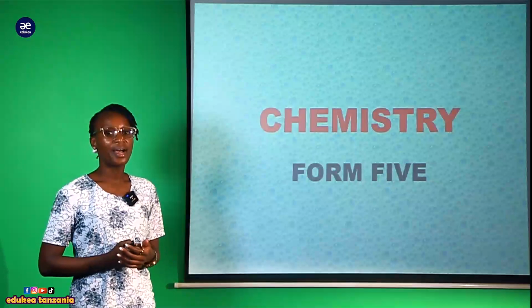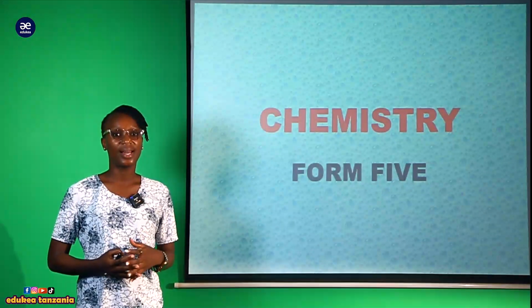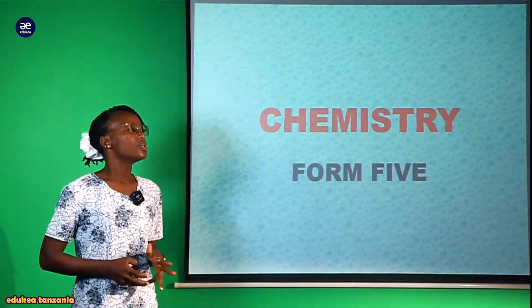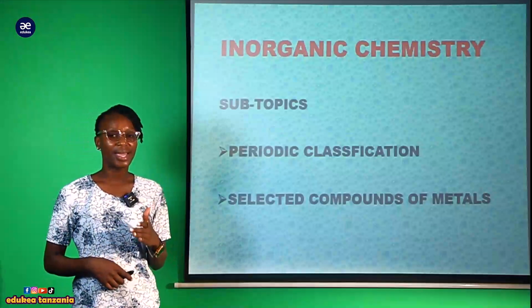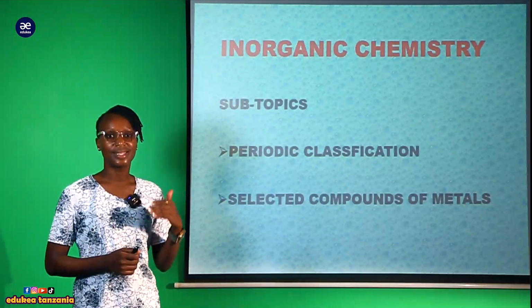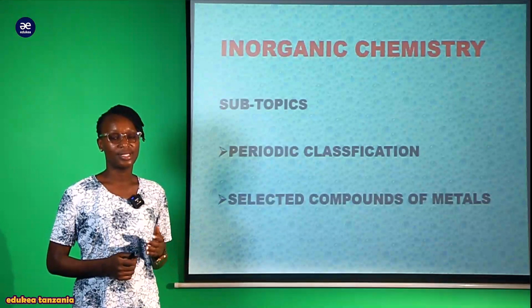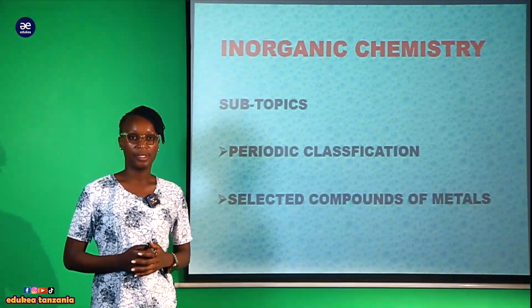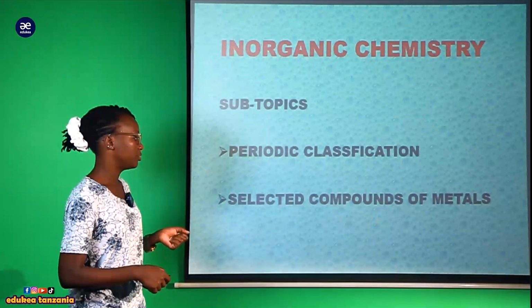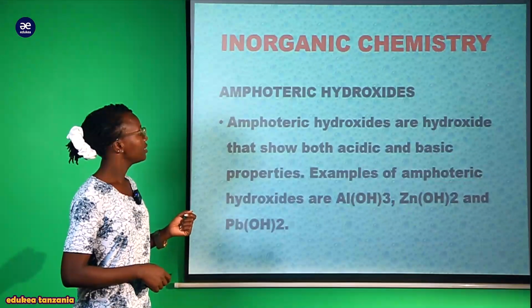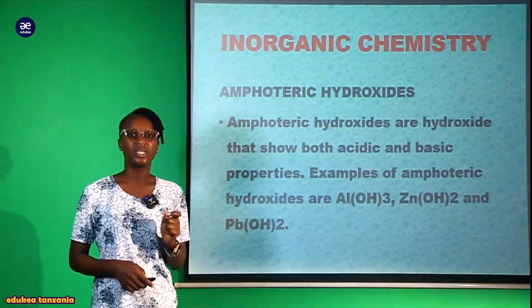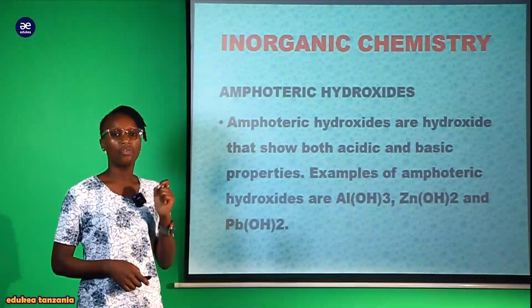And my student, here we have our chemistry subject and our class level is Form 5. So we are proceeding with our inorganic chemistry in our second subtopic, which is all about the selected compounds of metals. My student, today we are going to start discussing the uses of metal oxide.